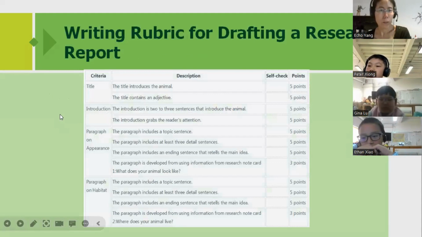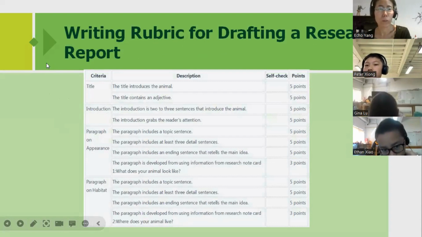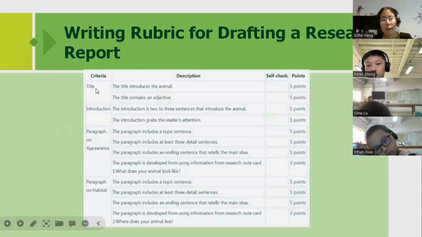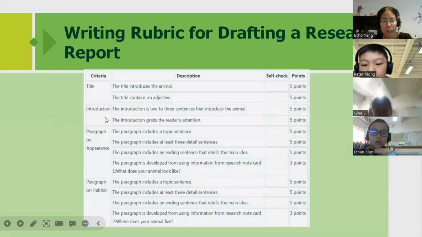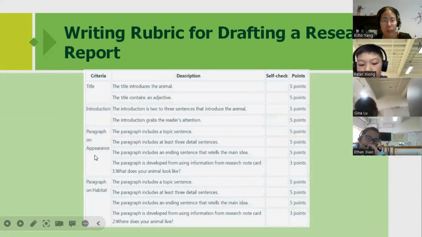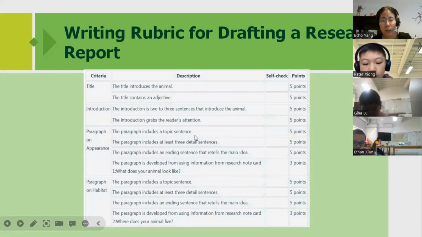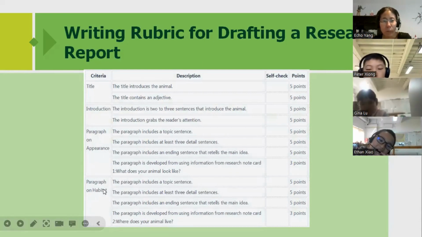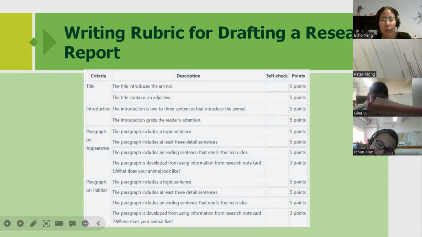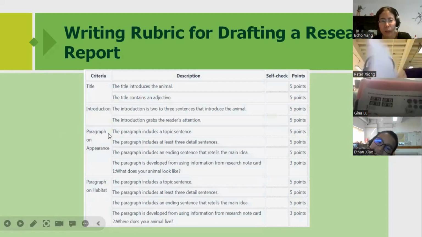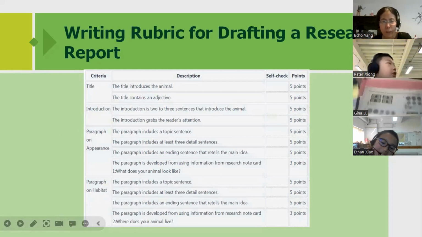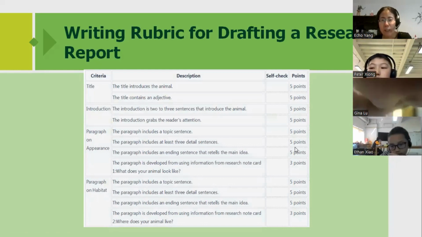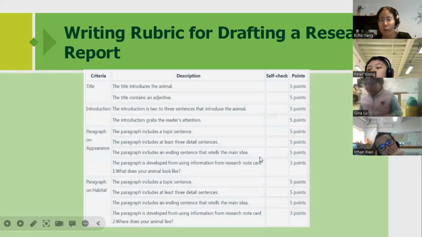And now we are going to look at the writing rubric for drafting a research report for your last time's homework. So you need to include the title and then have the introduction and write paragraph 1 according to note card 1. So what does your animal look like? And then you need to write paragraph 2 according to note card 2. Where does your animal live? So your paragraph needs to have a topic sentence, and then at least 3 detailed sentences, and then an ending sentence that retells the main idea.